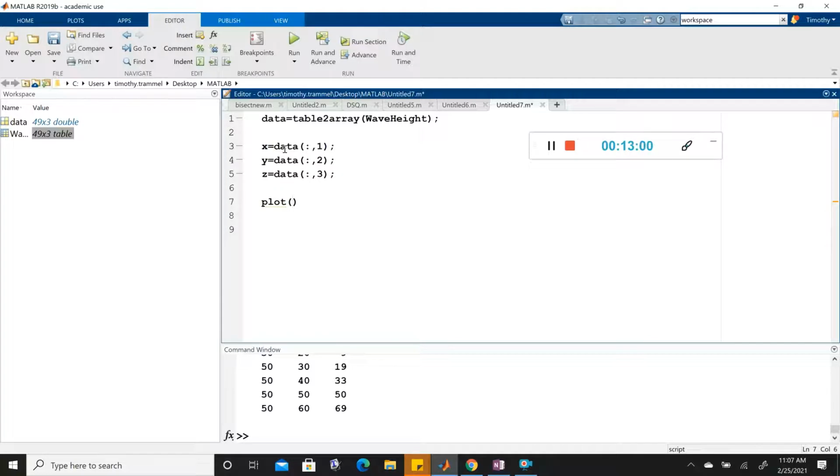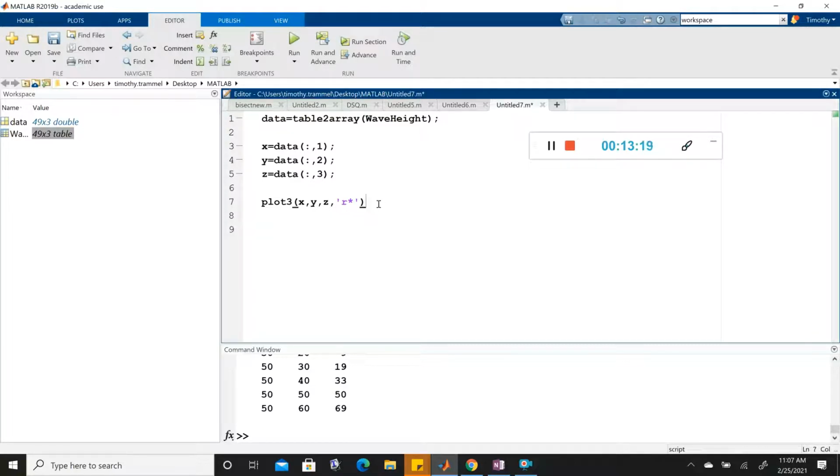To plot in 3D, you actually have to use plot3. So X, Y, Z. Let's use the asterisk. So I'm going to put a little asterisk there. Okay, so that should do it.